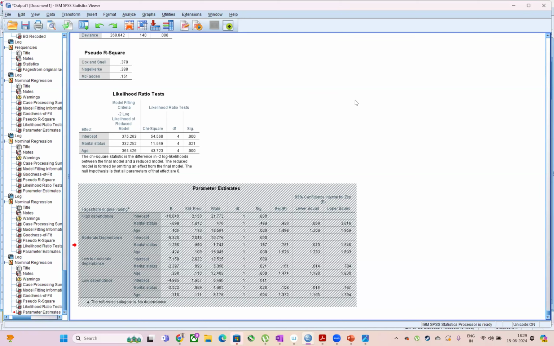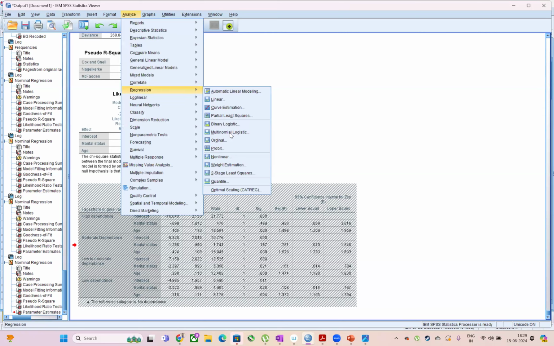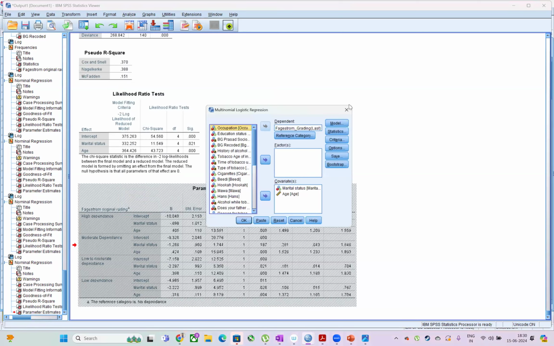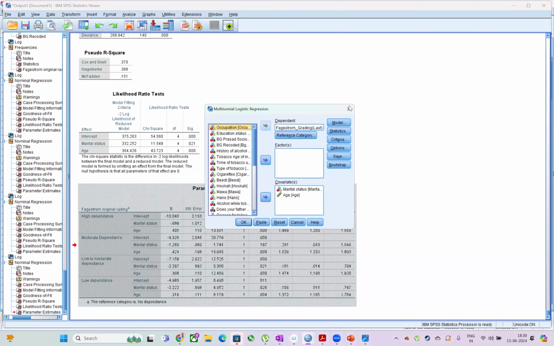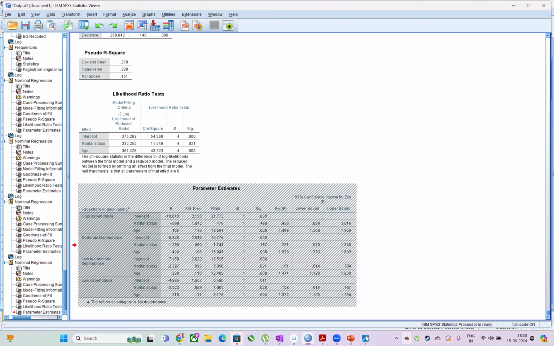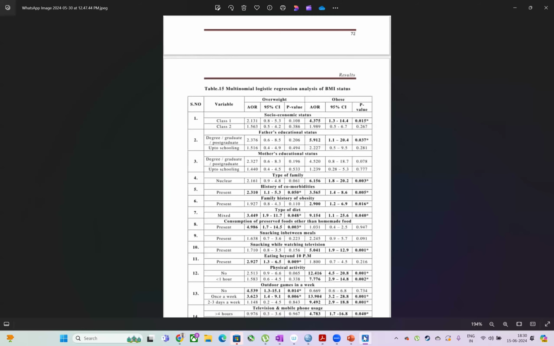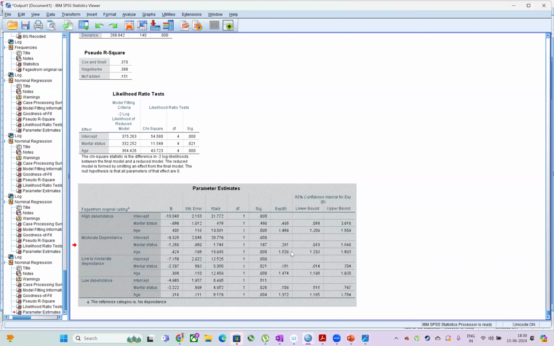Most of my PGs will be able to do this because it is like computer skills: you go here and go there, put in your variables, and your values come. The thing is, how you construct the table matters. And multinomial regression is the most difficult table to construct because you have many categories of the dependent variable.